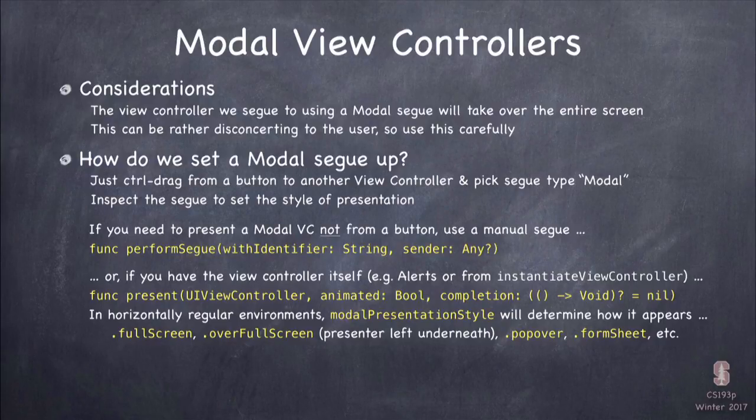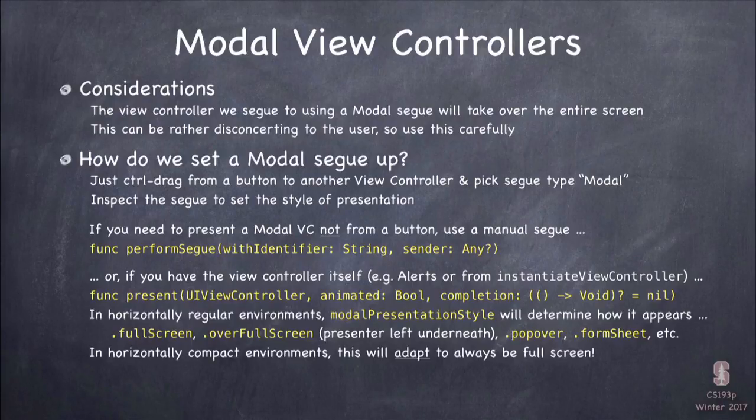So when you set up your segue, you can inspect it, and you can set how you want it to appear. You can just take a look at those, try them out, page sheet and form sheet, and see what they look like and see which one you like. So that's what it's going to look like when it gets there. In horizontally compact environments, really narrow environments, it's always by default going to adapt to full screen, no matter what you put in there. But I'm going to show you, hopefully if we have time in the demo, how you can override that automatic adapting behavior.